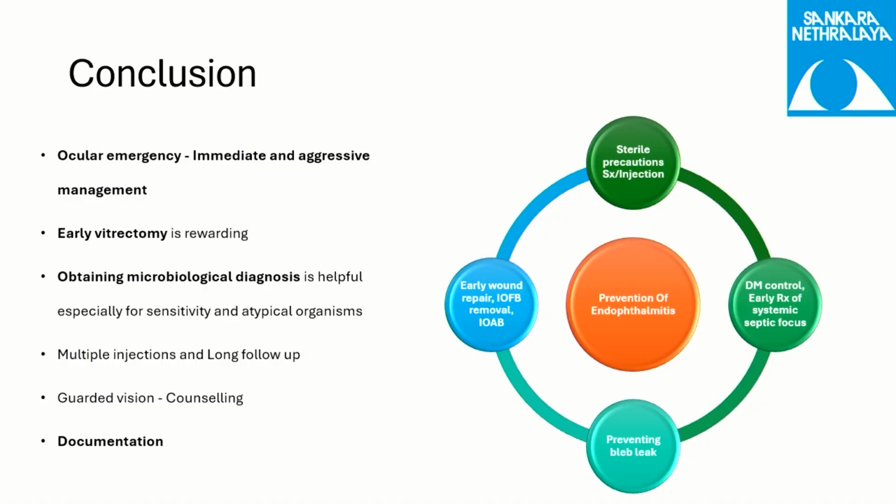So, sorry for the long class. It's an ocular emergency. Early vitrectomy is rewarding. And prompt microbiological diagnosis is important. Multiple injections may be needed, so guarded vision needs to be counseled. The purpose of surgery has to be properly explained to the patient. Documentation is important. Prevention is the ultimate goal for surgical, endogenous, and trauma-related cases.